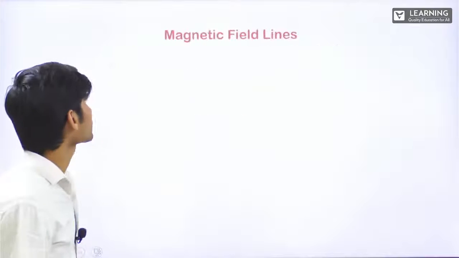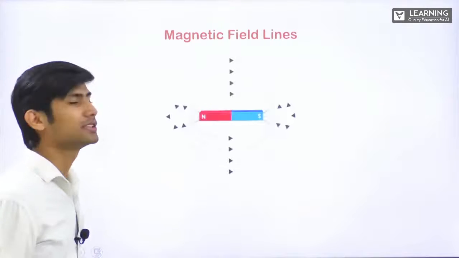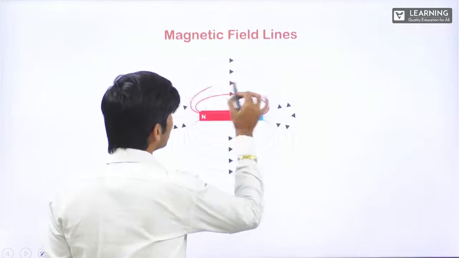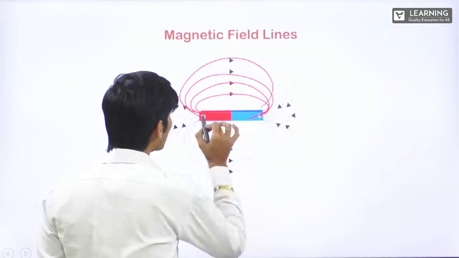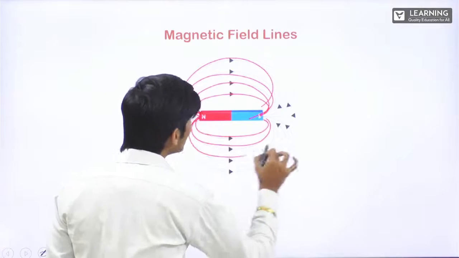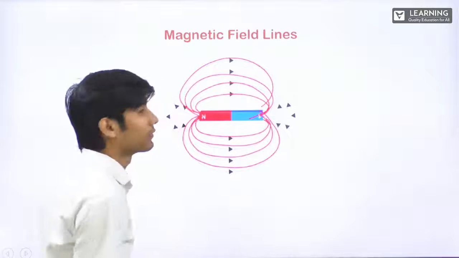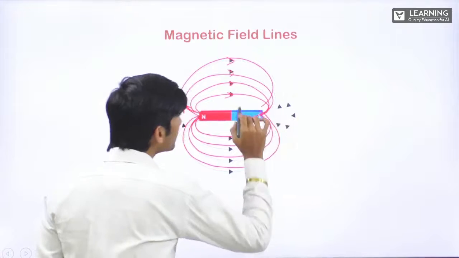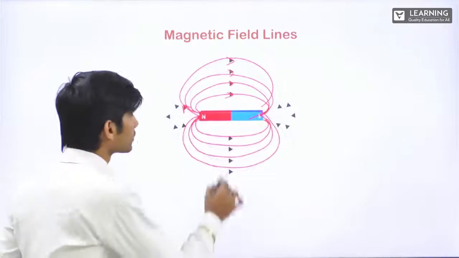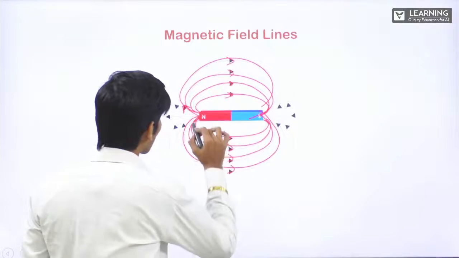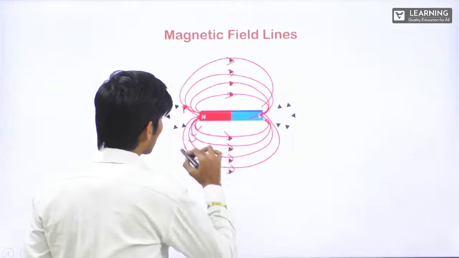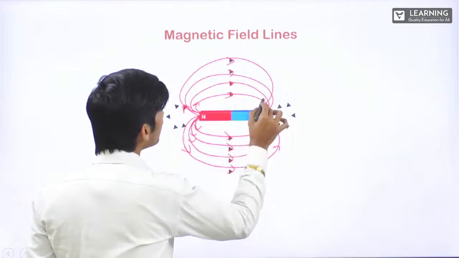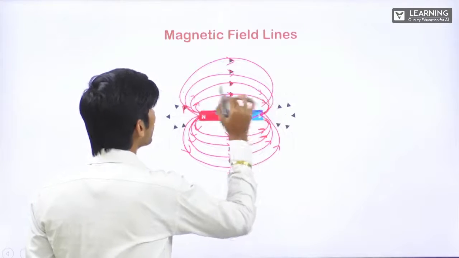SI unit is Tesla. Magnetic field lines. If this is the magnet, this is also something which you have already studied. These are the magnetic field lines around it. These are not real lines. These are just imaginary lines which represent the magnetic field. The direction is from north to south. Outside the magnet, the direction is from north to south. That means they are originating from the North Pole and ending at the South Pole.